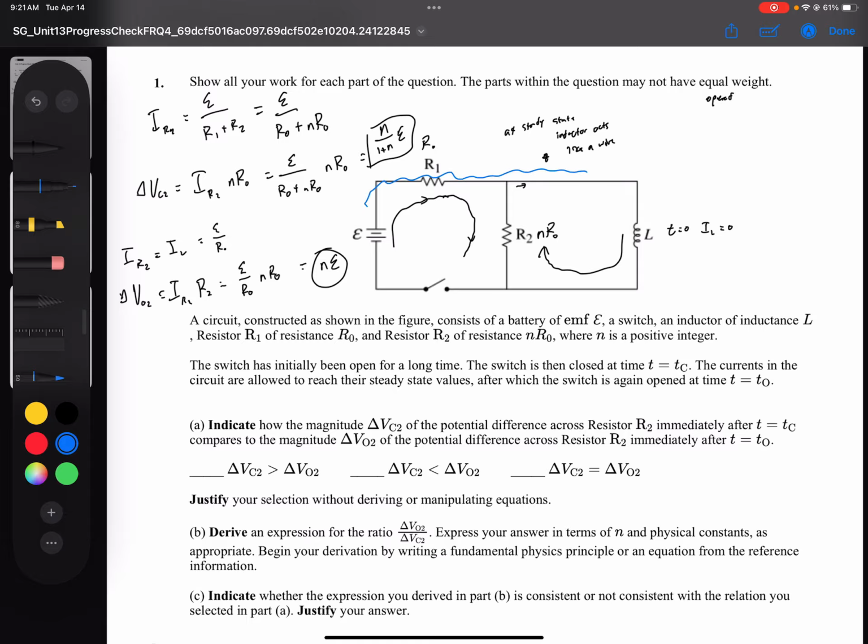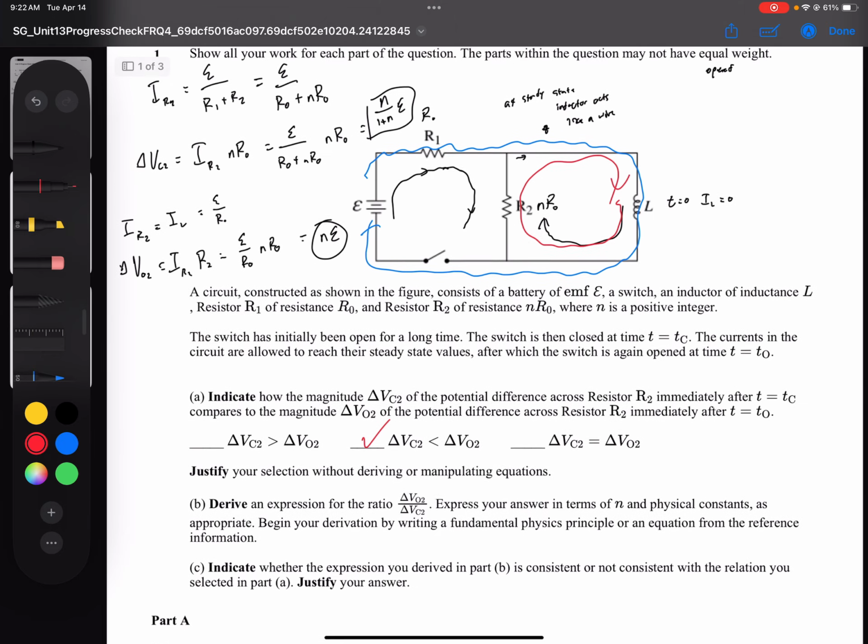So at steady state, the current is going to be flowing like this. And then when the switch is reopened, the current is going to be flowing like this. As you can see from the math, the voltage across the resistor when the switch is opened again has to be greater. So this is the answer.